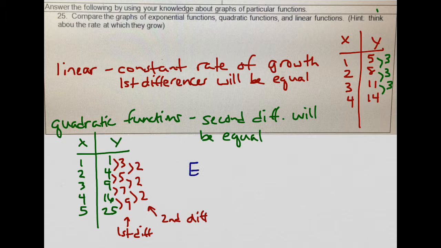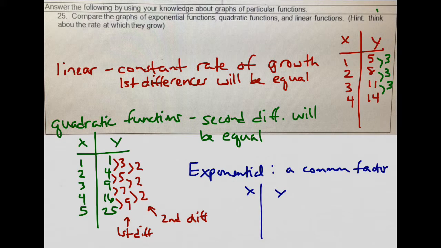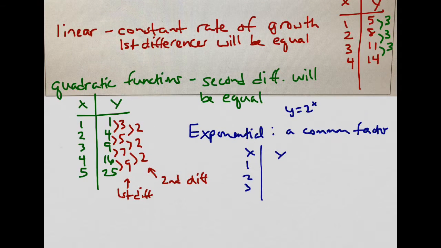The last kind of function they ask us to talk about is an exponential function. And exponential functions have a common factor. So if I were to divide, let's just say my function is y equals 2 to the x. So when x is 1, 2, 3, 4, 5, y is 2, 4, 8, 16, 32.